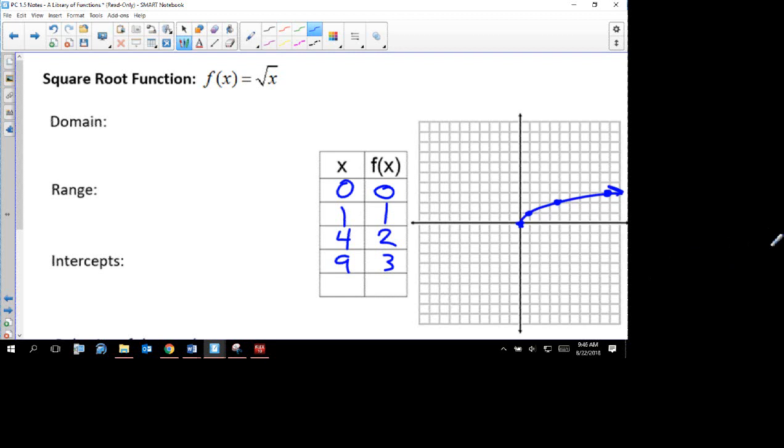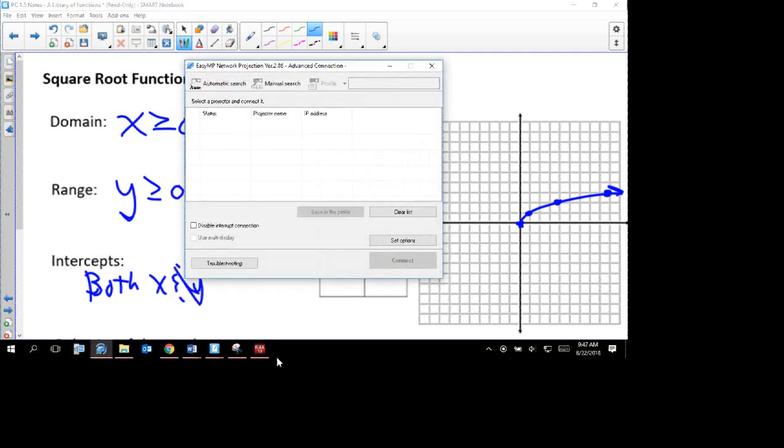Domain, all the way to the left, all the way to the right. We have not all real numbers this time, do we? x has to be greater than or equal to 0. And then the y, all the way down to all the way up. The lowest it goes is 0, so y is greater than or equal to 0. Intercepts, it's still that same answer.